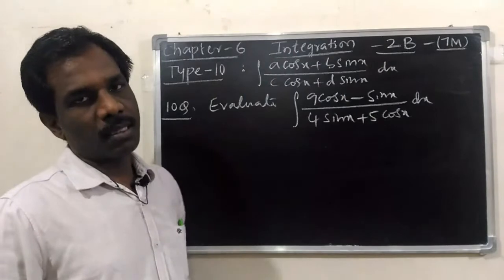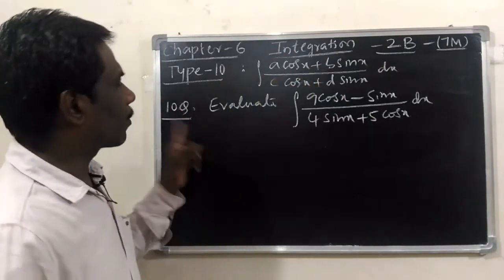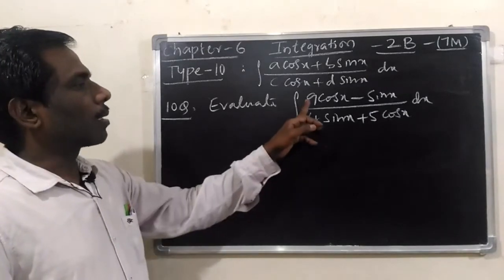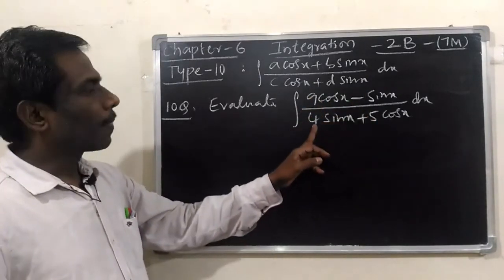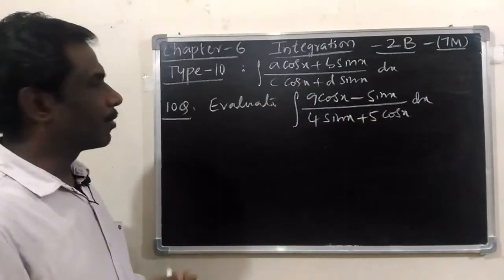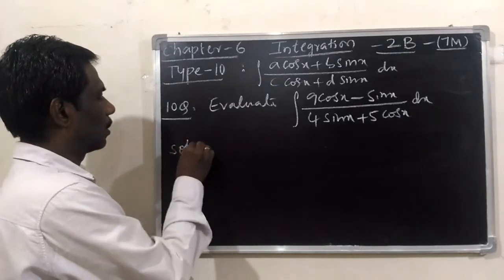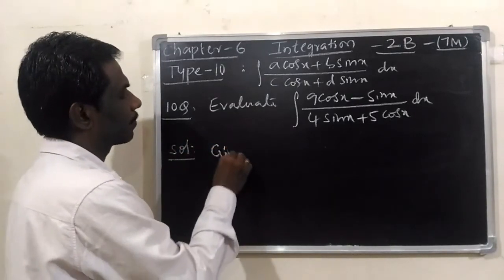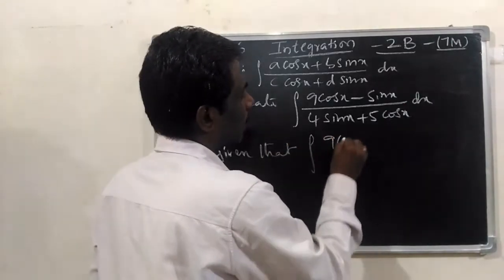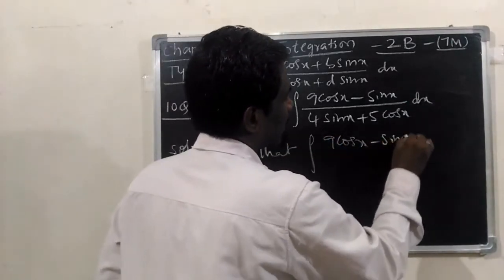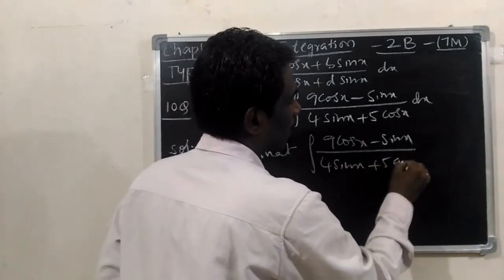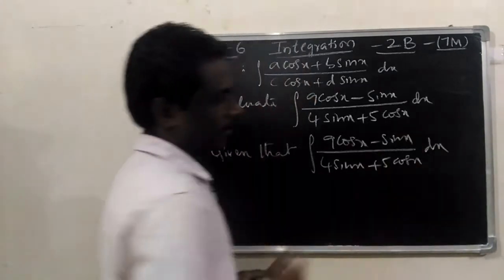Based on this, I have taken one problem here, that is the 10th question. Evaluate integral (9 cos x minus sin x) by (4 sin x plus 5 cos x) dx. Let us solve this problem. Given that, integral (9 cos x minus sin x) by (4 sin x plus 5 cos x) dx.